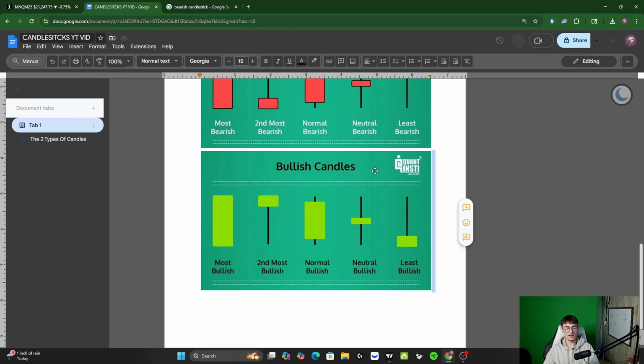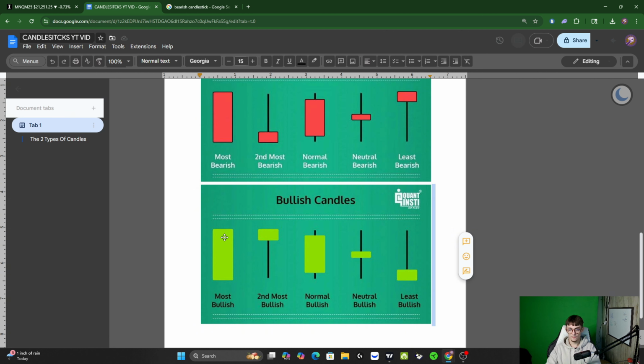Now, everything that I just said for the bearish candles also applies to the bullish candles. This is going to be the most bullish. This is the second most bullish. Why? Because this was a bearish candle and it got pushed up into a bullish candle. This is typically what you're going to see in the normal market on a daily basis. Like I said, same thing as the bearish neutral candle, this just means that the candle's indecisive. We're not necessarily sure what the next move is going to be. The buyers aren't in control and the sellers aren't in control.